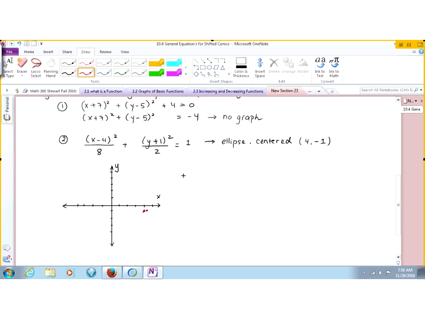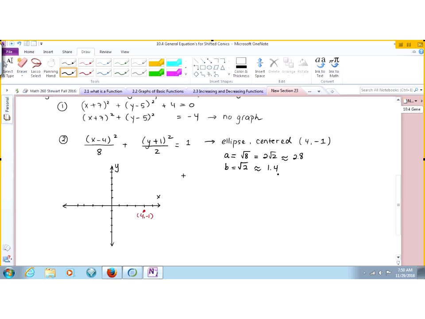All right. And then how many units do I go up and down, or left and right? So left, right, how many? So a, what is a? Square root of 8, which is 2 square root of 2, which is approximately what? What is 2 square root of 2? 2.8? 2.9? Is it 2.8? 2.8. Yes. Now b is square root of 2, which is approximately 1.4.